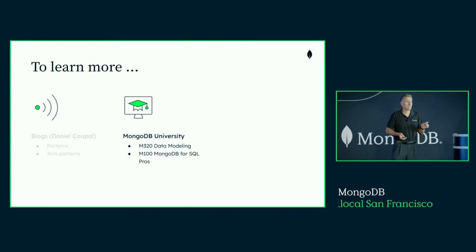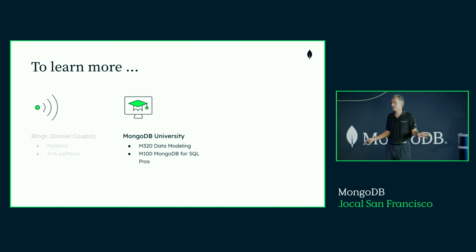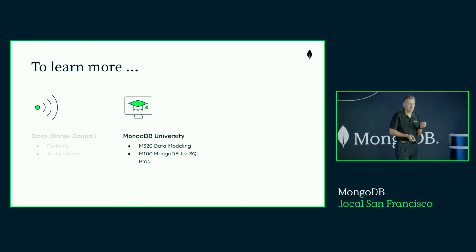Two classes. One, the extensive class on data modeling is M320. We go over the methodology, which we covered quickly today. We go over all the patterns, all the different ways to model relationships, etc. And there's quizzes and homework and all that for people who like that.